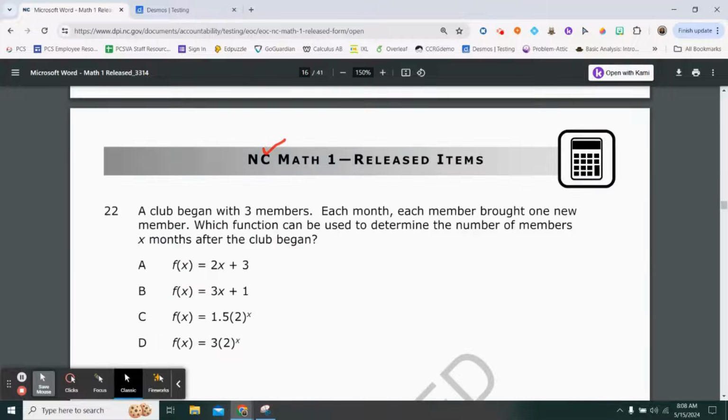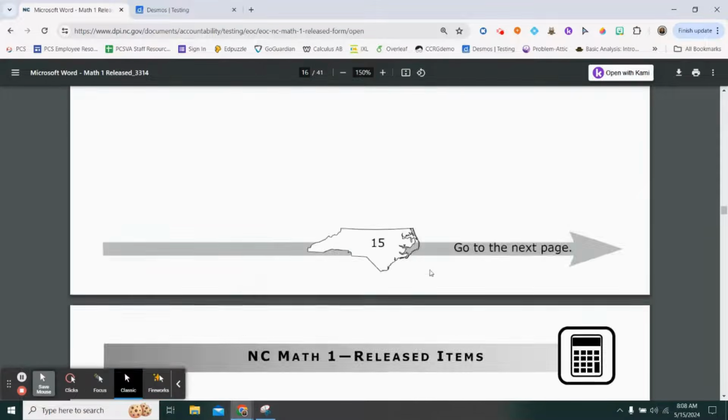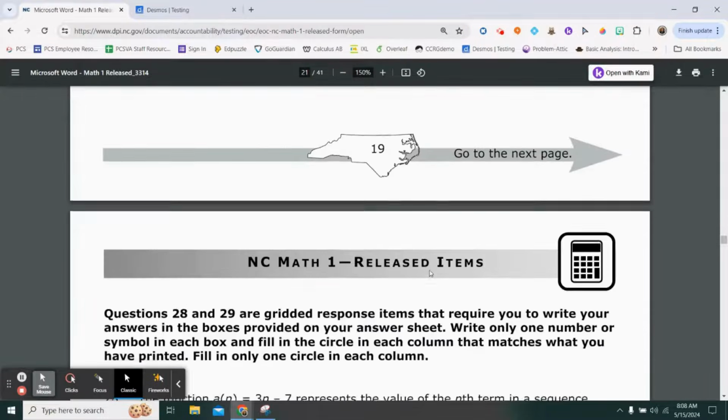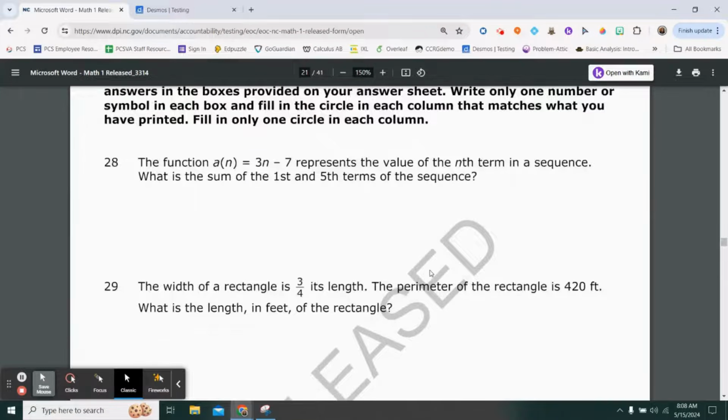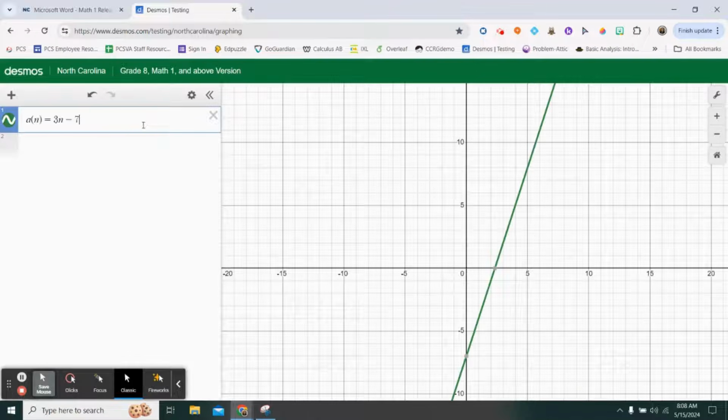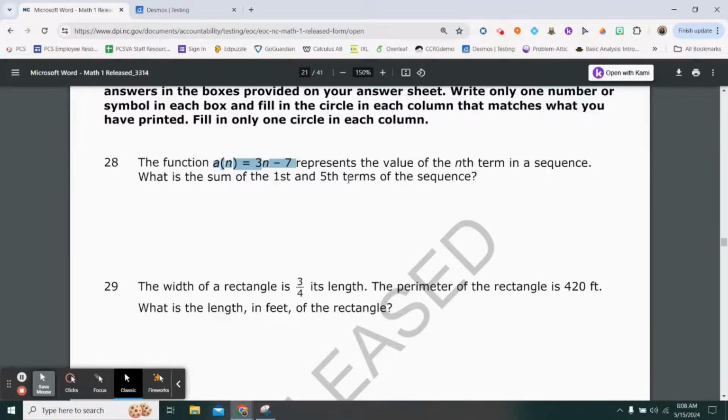All right, so the next one that I'm going to go through is number 28. Number 28, we travel down there, and I'll link this released exam in the video comments or in the description. 28 has a function a sub n is equal to 3n minus 7. Guess what? You can type this into the calculator exactly the way it is written, and it'll graph it for you. And it says it represents the value of the nth term of a sequence. What is the sum of the first and the fifth ones?